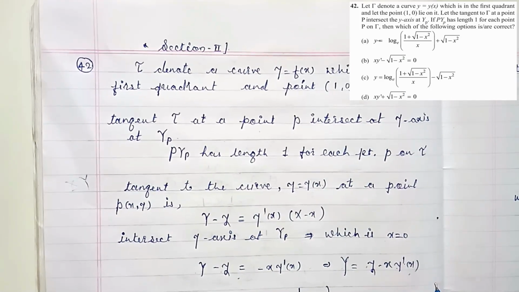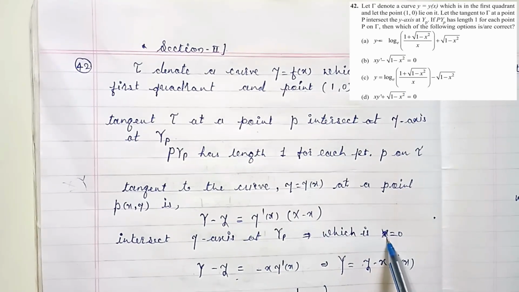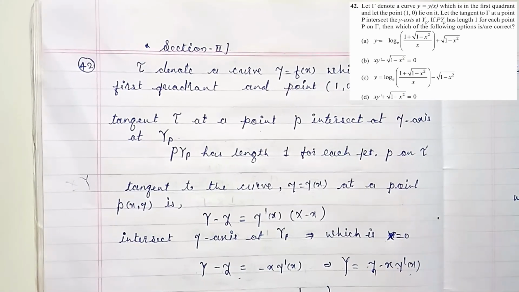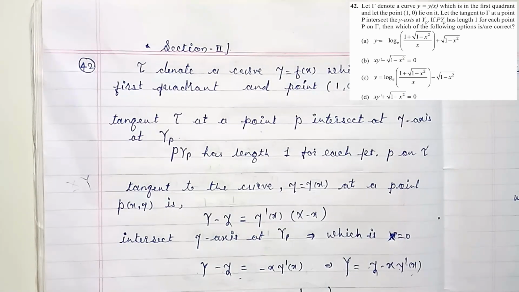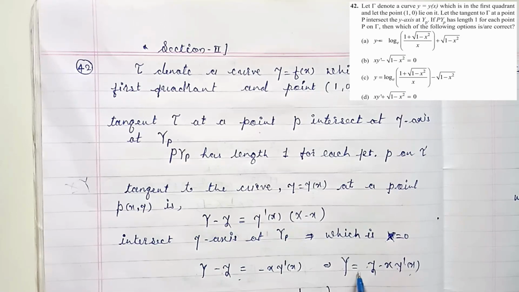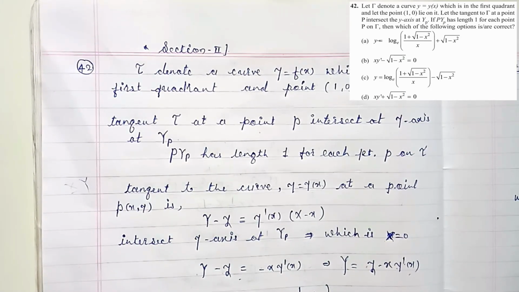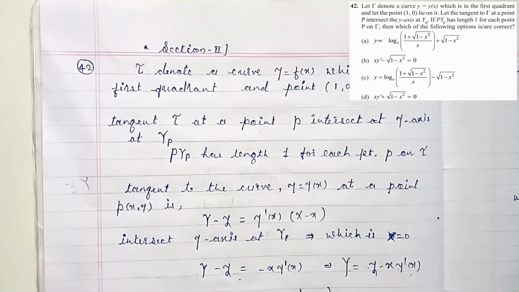So the line intersects at the point yp where capital X is 0. So I got the two coordinates for yp: capital X is 0 and capital Y is equal to y minus x y dash of x. Okay, this is all that is given in our question. We are trying to elaborate what we have in our question.